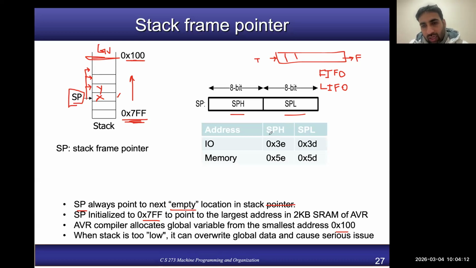And remember SPH and SPL. They are in the IO address range. Their IO address is 0x3E for SPH and 0x3D for SPL. But they also have an address in the memory range, which is 0x5E and 0x5D, respectively, for SPH and SPL.